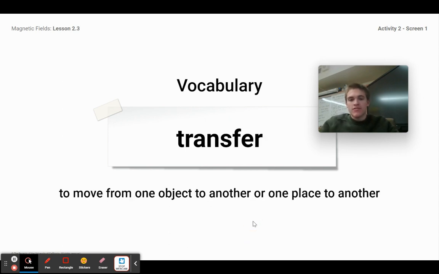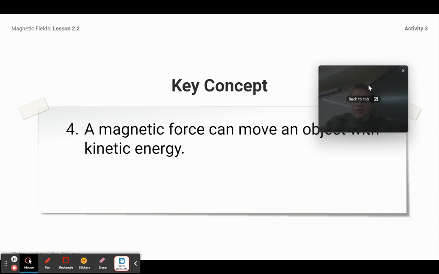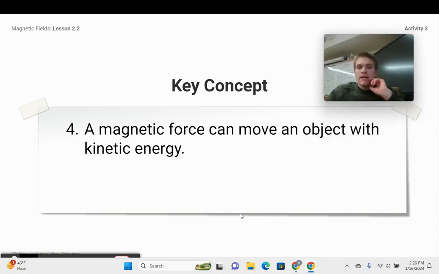So when we transfer an object, which means to move from one object to another or one place to another, in order to transfer one from one place to another, it has to have kinetic energy caused by magnetism. The key concept here, a magnetic force can move an object with kinetic energy.